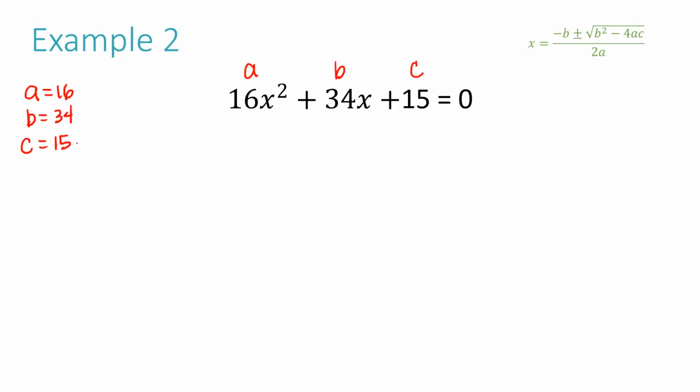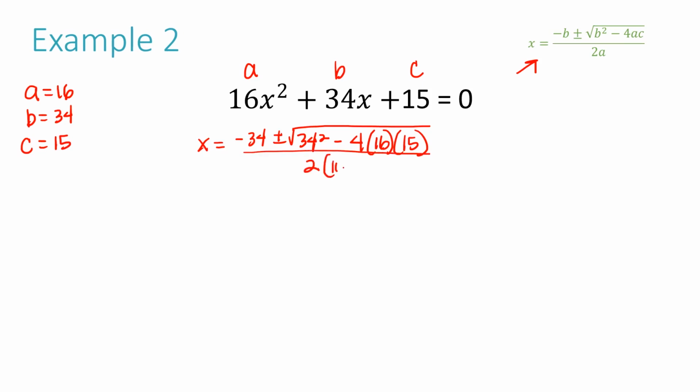Now I'm going to plug these values into the quadratic formula. I have x equals negative b, which is negative 34, plus or minus the square root of b squared, or 34 squared, minus 4a, which is 16, c, which is 15. All of that is over 2a, or in this case, 2 times 16.